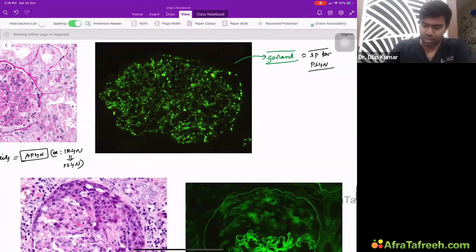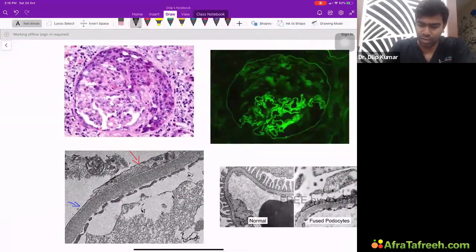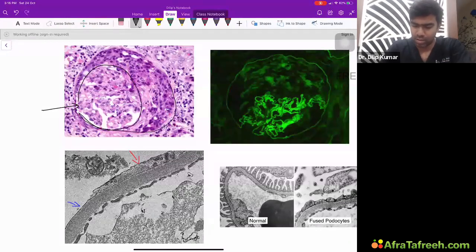And apart from this, we have some other pictures to see. So what is this picture? This is very simple to tell. It's not a very difficult thing at all. What you're seeing here is, of course, a crescent. This is the crescent we are talking about. So this is something like a crescentic glomerulonephritis. So you see a crescent. That's a very simple thing.